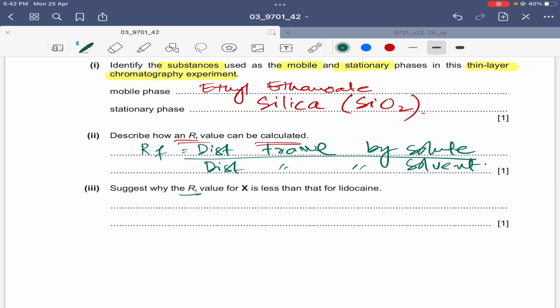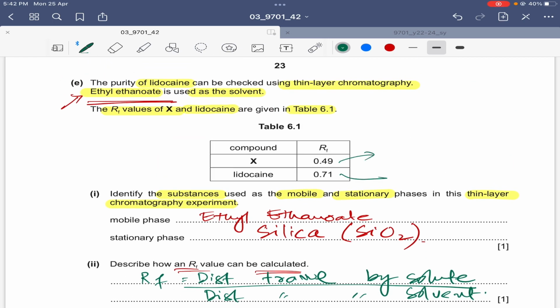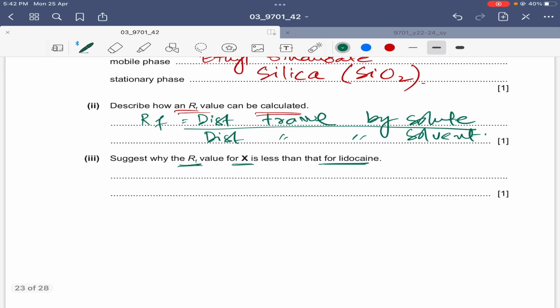Okay, suggest why the RF value for X is less than that for lidocaine. So the RF value of X is 0.49 and lidocaine is 0.71. So that means X is more soluble in the stationary phase. A smaller value of RF means that X is more soluble. It moves slowly. That means X is more soluble in stationary phase or silica.